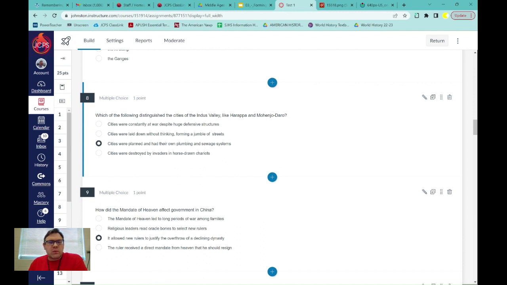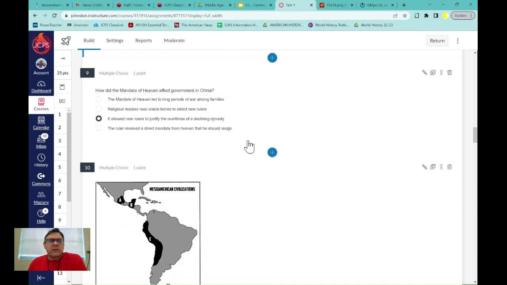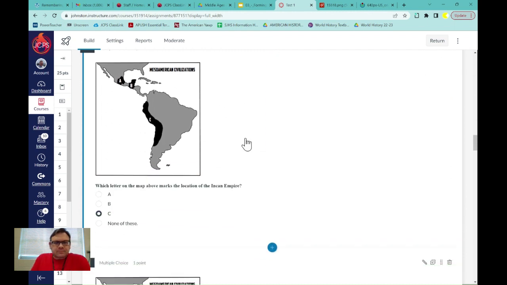Which of the following distinguish the cities of the Indus Valley, like Harappa and Mohenjo-daro? This is like a previous question that we just had. Cities were planned and had their own plumbing and sewage systems. How did the Mandate of Heaven affect government in China? It allowed new rulers to justify the overthrow of a declining dynasty.